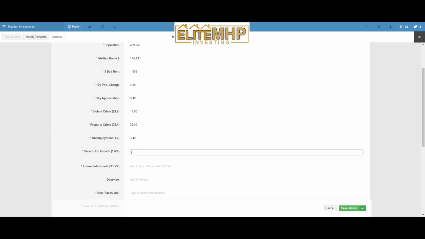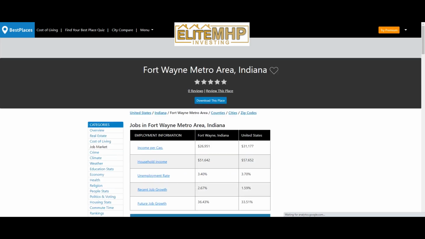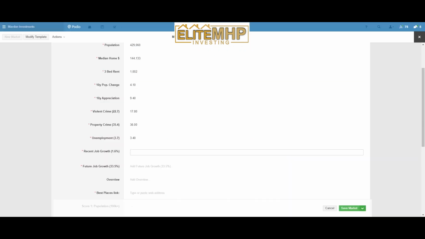And so to look at that, we're going to hover over to job market down here, and everything's right here for us. Unemployment rate 3.4, recent job growth 2.67. As you can see, that's higher than the U.S. average. What do we look for in recent job growth? Just 1% or more. Just want to see some sort of growth there. So that's 2.67.